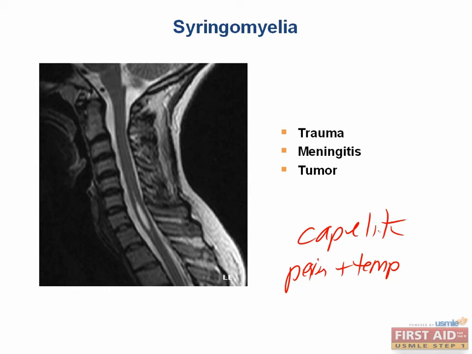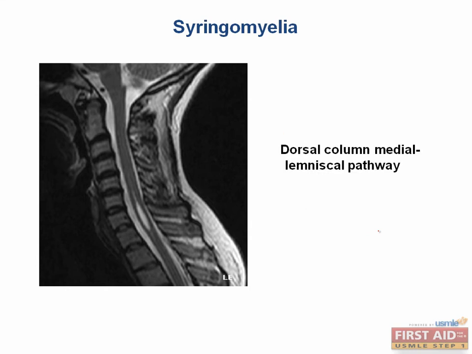You should remember that the spinothalamic tract carries pain and temperature information to the brain. The enlargement of the central canal compresses these fibers, leading to a disruption of that pathway and the information it carries. It spares the other major spinal sensory pathway carrying information about touch and proprioception. Now, what is this pathway called? That is the dorsal column medial lemniscal pathway.